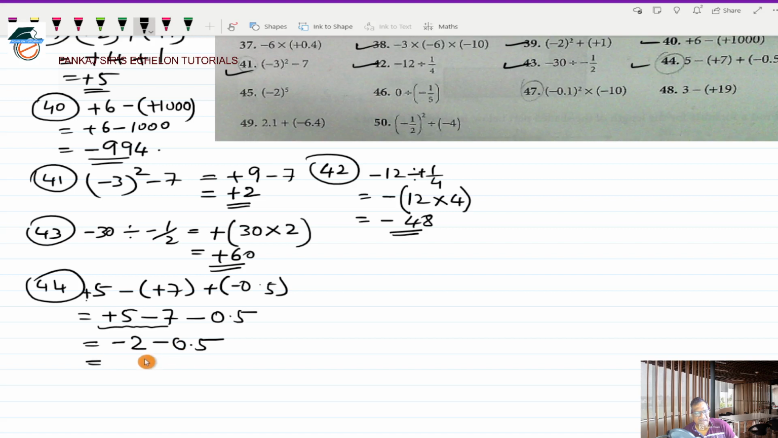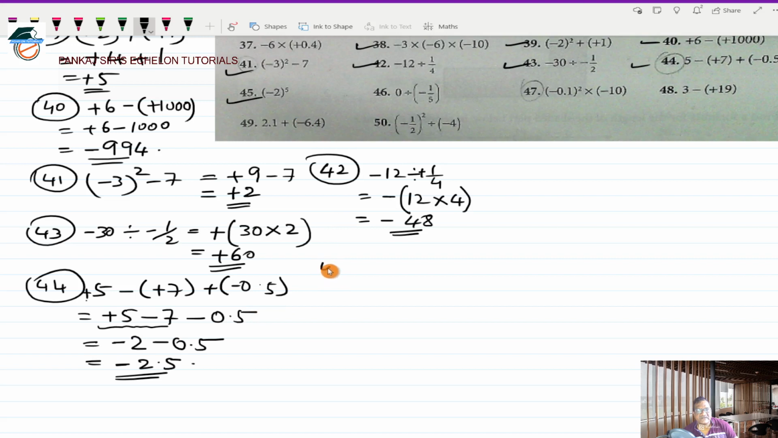Again, these two are directed numbers with the same sign, so I'm going to put that same sign, negative, over here, and then I'm going to add these two numbers. So 2 and 0.5 will make it 2.5. So my final answer for 44 has to be minus 2.5. Okay, and that's perfectly correct.